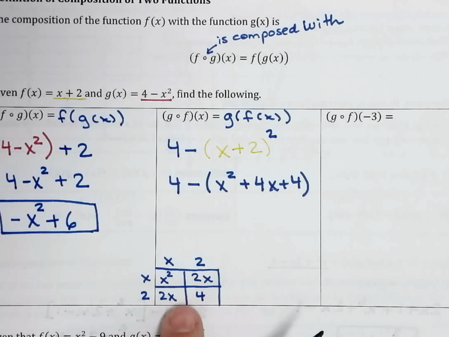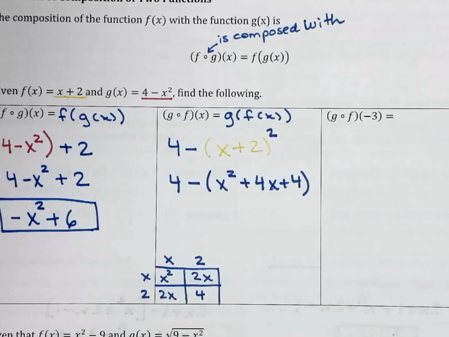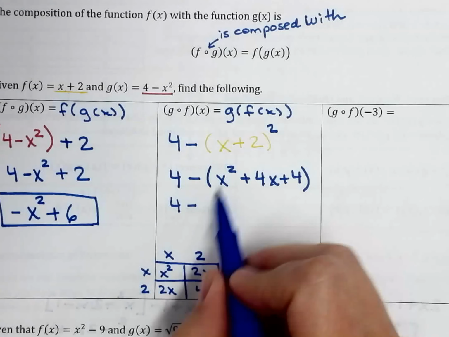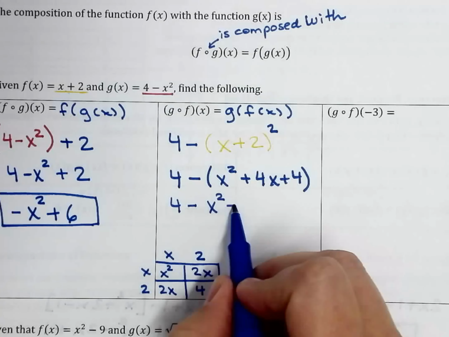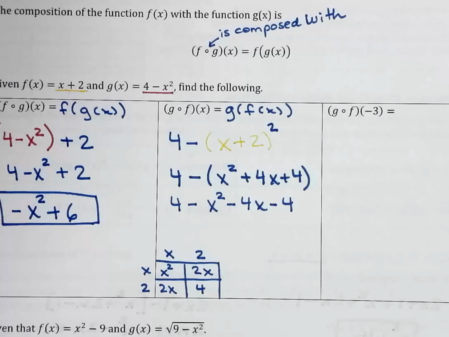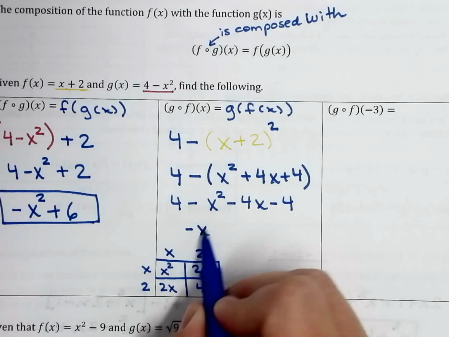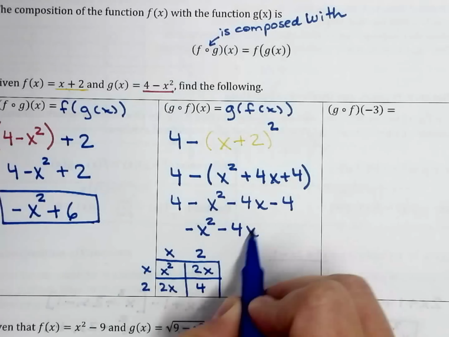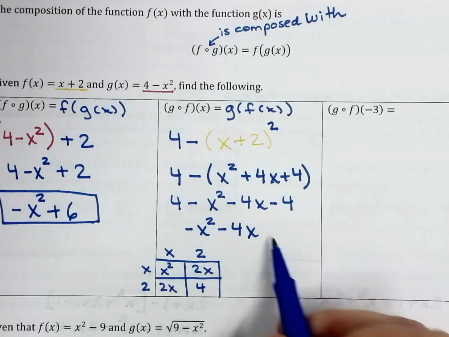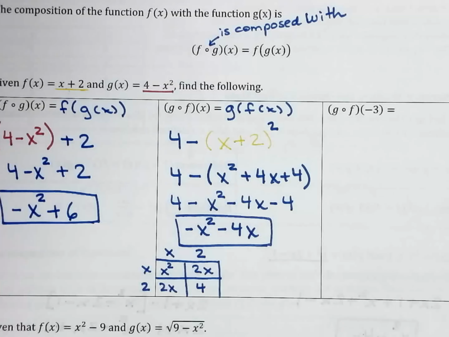Guys, you need to be able to do this like the back of your hand. You should not spend more than 10 seconds doing this. So 4 minus, distribute the negative, x squared minus 4x minus 4. The last step, you just need to write it all in standard form. Negative x squared minus 4x, and here I have 4 minus 4 is 0. I'm not going to write a 0 there. It looks silly. Okay. The end.